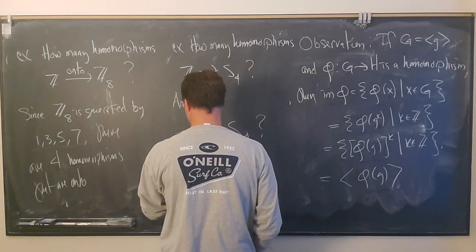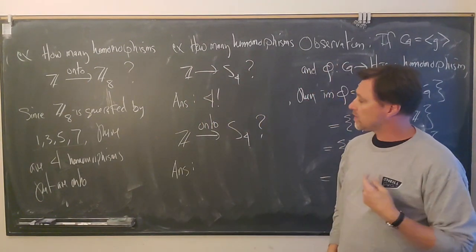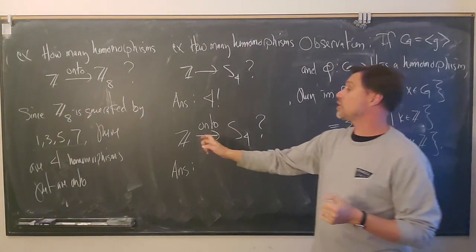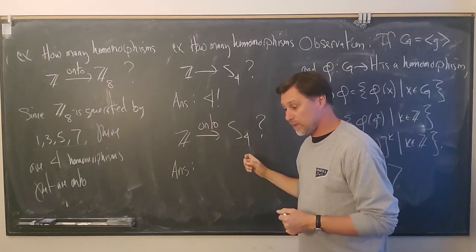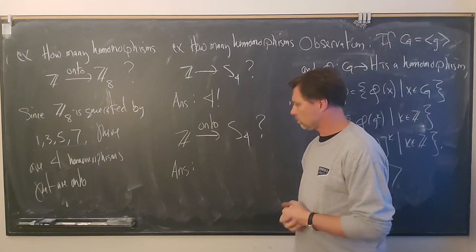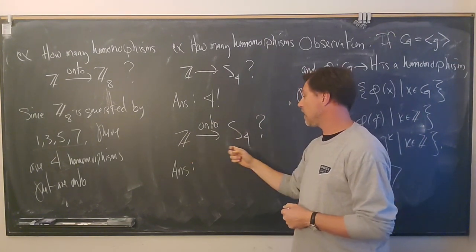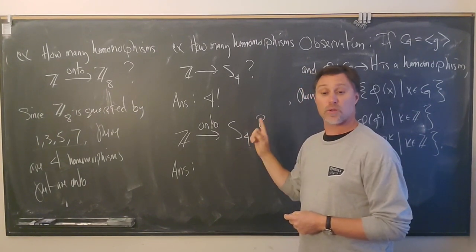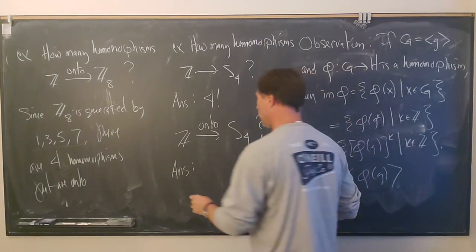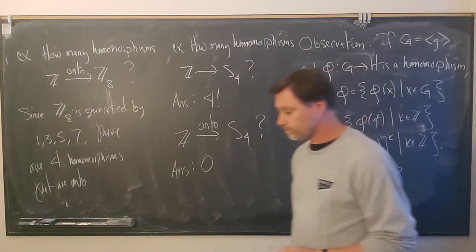So think about this one for a minute now. The image of a cyclic group is going to be cyclic. So if it was onto, that would tell us that the entire codomain is cyclic, but we know that S4 is not cyclic. So there can be no onto homomorphism, right? So the answer here is 0.